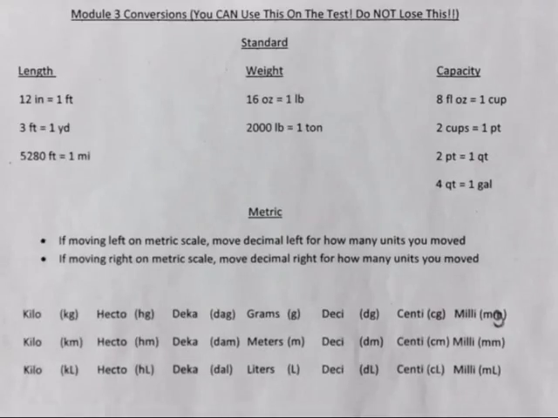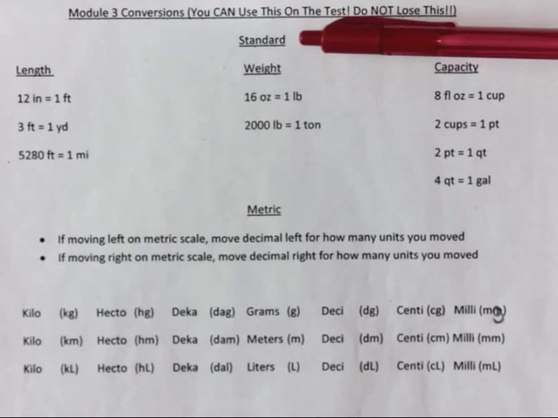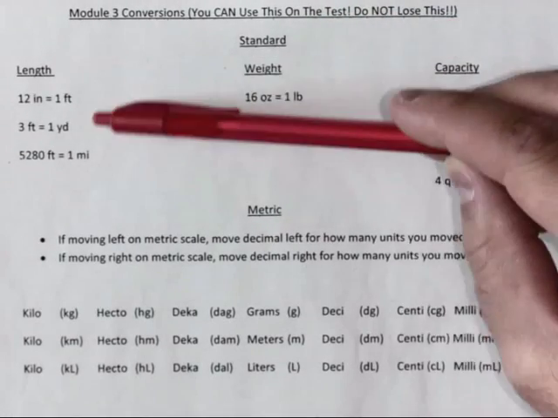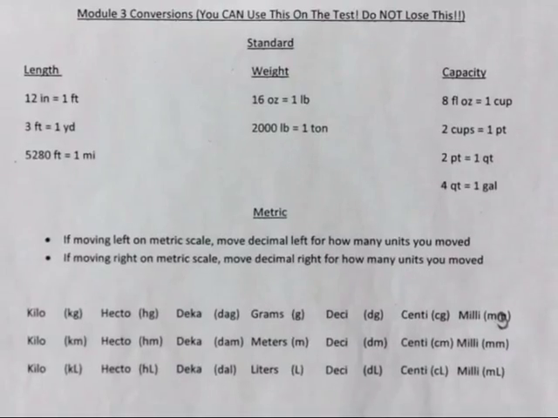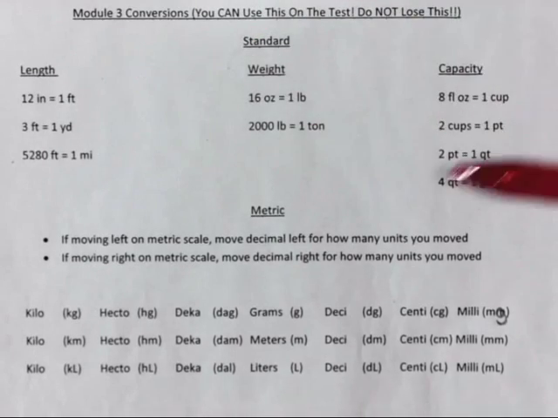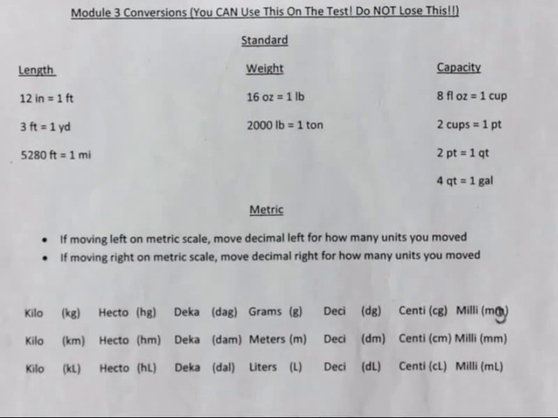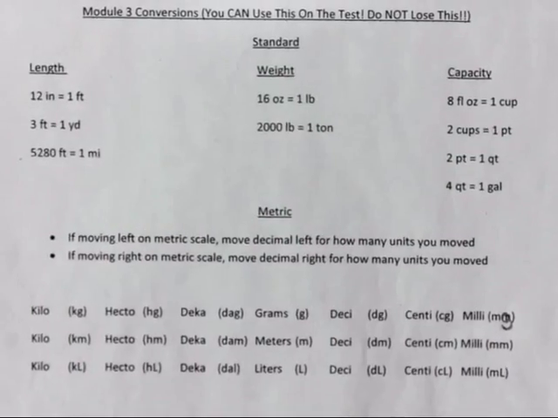So we are going to look at length today. So we're actually going to be looking at standard or U.S. measurement length. So that's this column over here. Notice I've broken this up on the conversion sheet so it's easy for you to find conversions. This top part is standard U.S. You've got length, weight, capacity. We're going to look at length today. We'll deal with weight and capacity later.